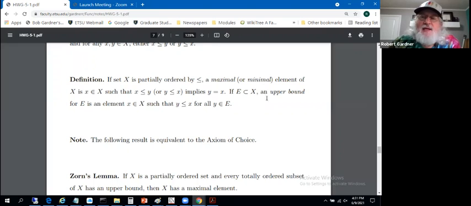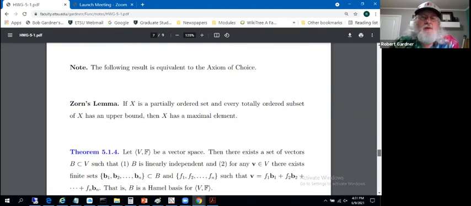And a set E can have an upper bound if we take an element X such that Y is less than or equal to X for all Y in the set. So this element X is then called an upper bound for the set E. We could similarly define lower bounds for a given set, if such an X exists, of course. The following, Zorn's lemma, is equivalent to the axiom of choice. We'll talk about the downside of that here shortly.